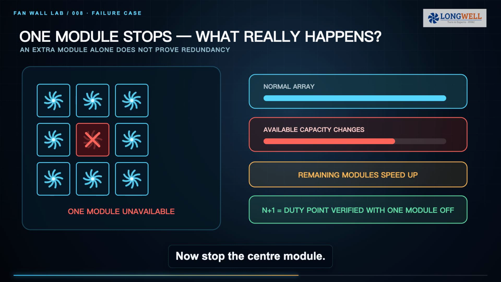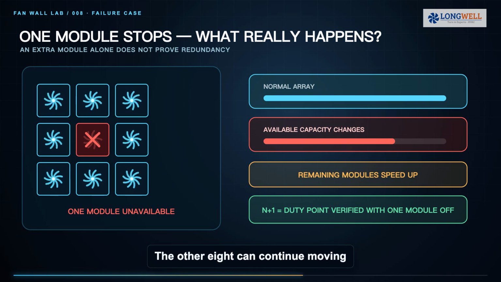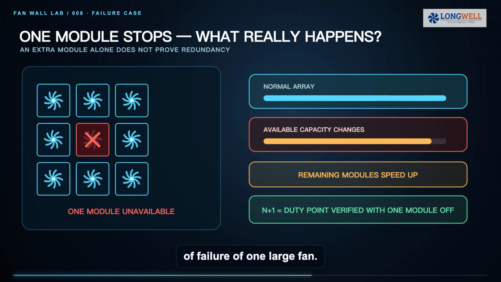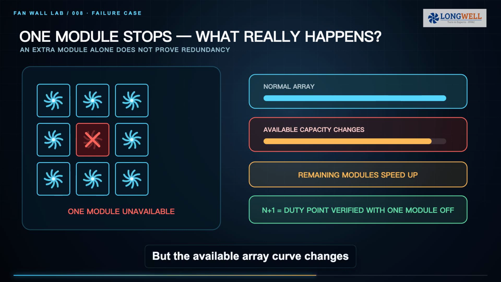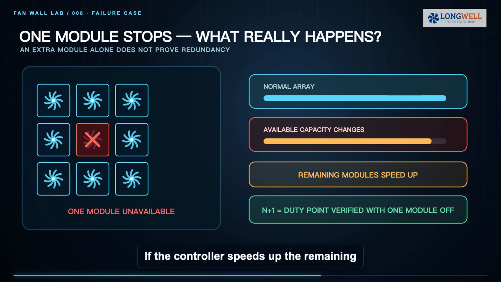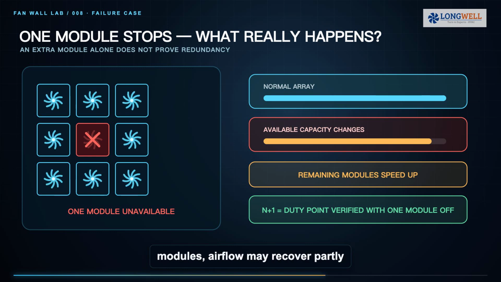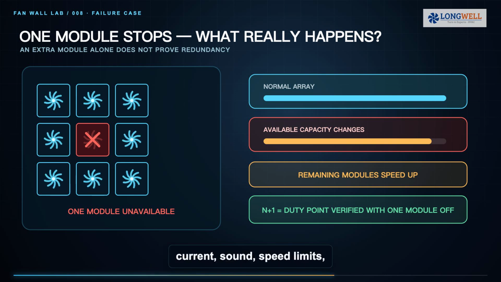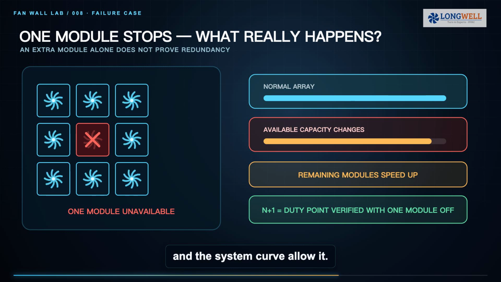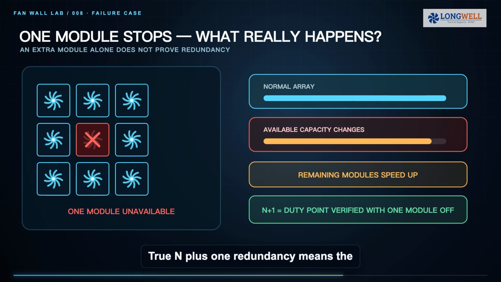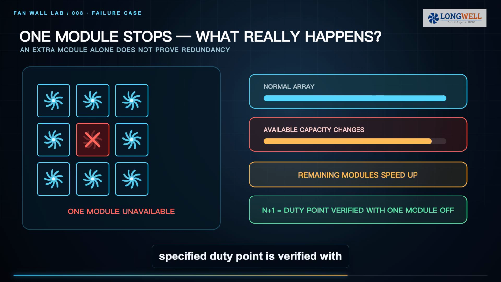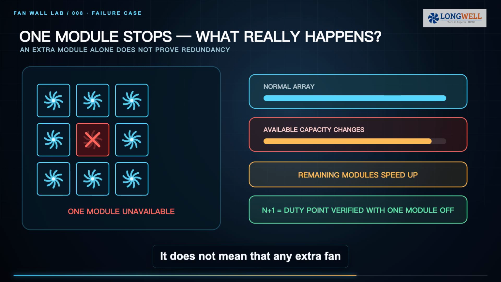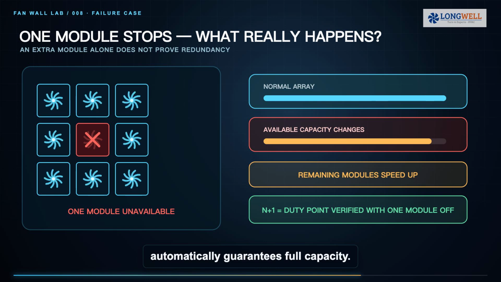Now stop the center module. The other 8 can continue moving air, which avoids the single point of failure of one large fan. But the available array curve changes immediately. If the controller speeds up the remaining modules, airflow may recover partly or fully only when motor power, current, sound, speed limits, and the system curve allow it. True N+1 redundancy means the specified duty point is verified with one module unavailable. It does not mean that any extra fan automatically guarantees full capacity.